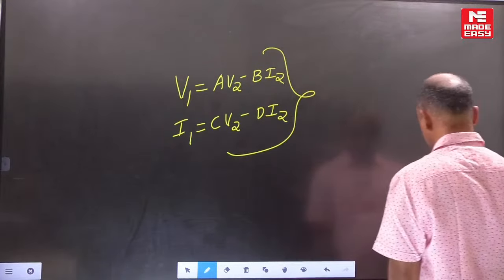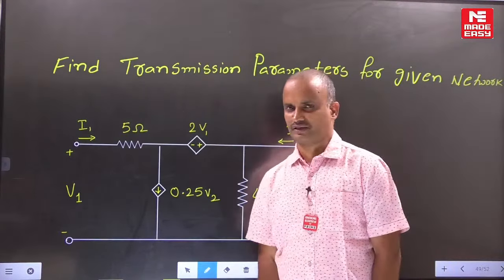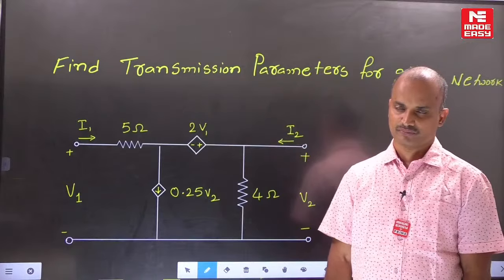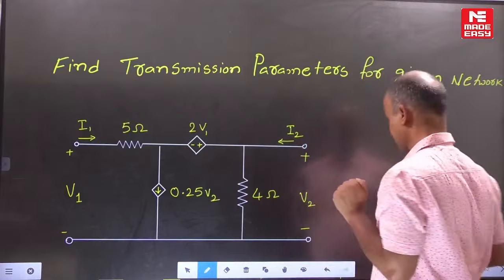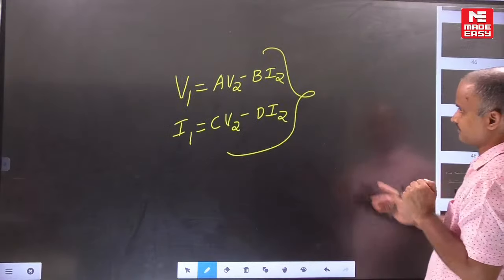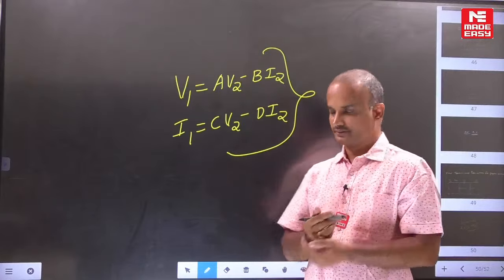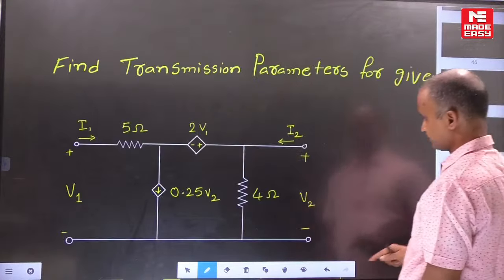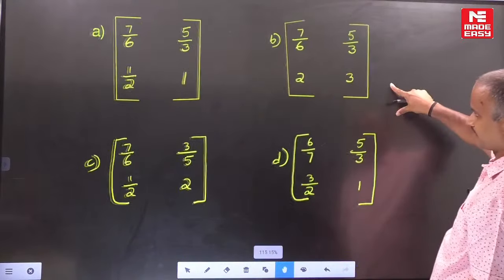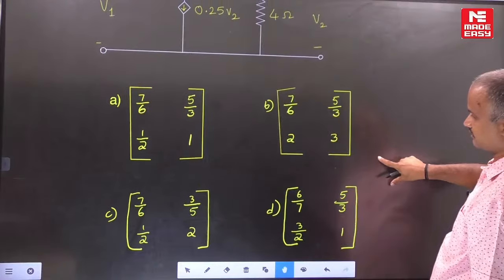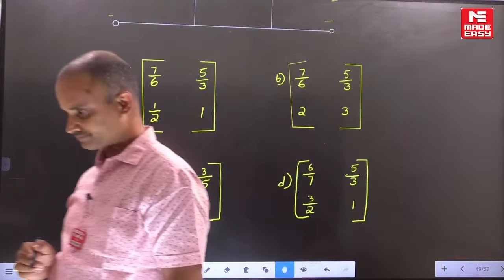The other approach is, for the given network, write the KVL and KCL equations, then rearrange them according to our standard equations. Now I am going for the second method. And one more thing: for this particular example, options are also given. Note down the options also. Especially in two-port networks, write the options also. I will explain.